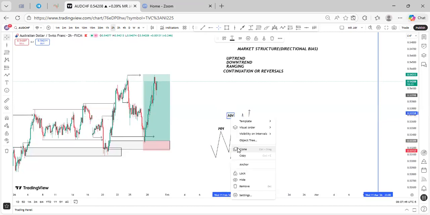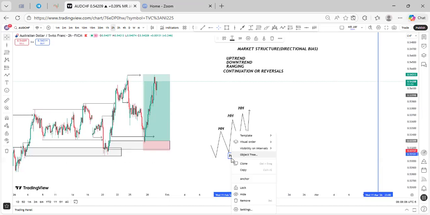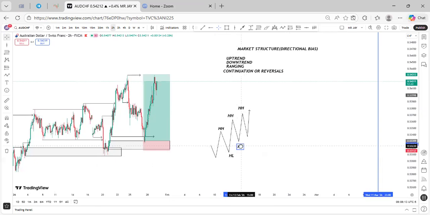So if you open any chart at all and you're wondering what's happening, you're trying to understand the current trend of the market: if the market is giving you higher highs and higher lows, that means the market is uptrending. And if it's giving you lower lows and lower highs, that means the market is downtrending. I'll come to downtrending soon.